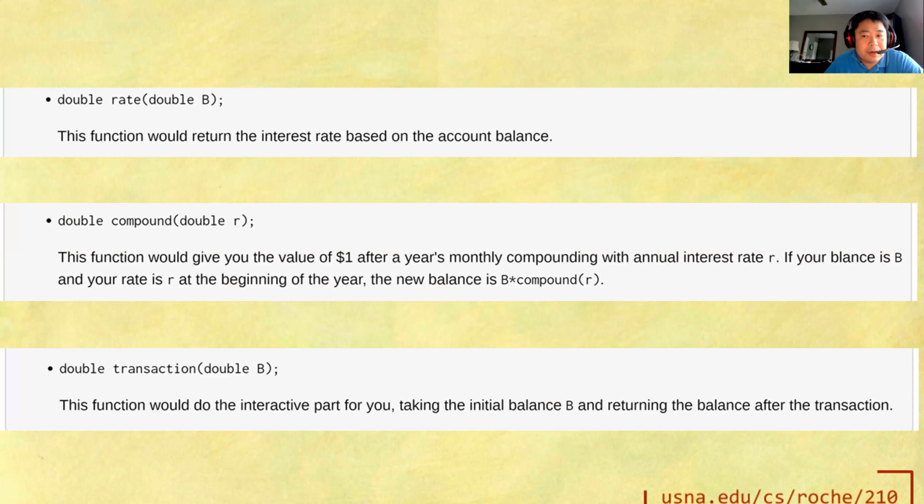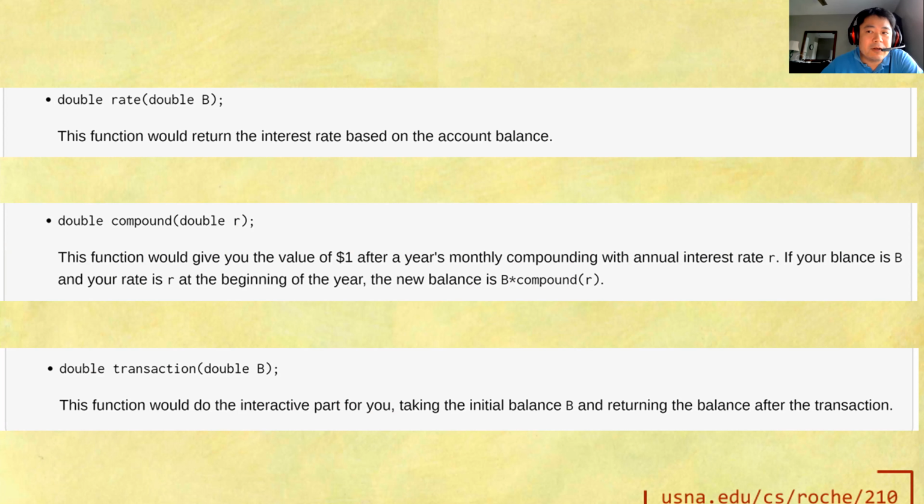Okay. And then the third one is what? Well, you have to give the original balance, and then transaction will take care of the inputs from the terminal and then modify the balance, and that should be the output. Okay, now you identify the really important useful functions, and then what do you do? Well, you have to use them in the main function.